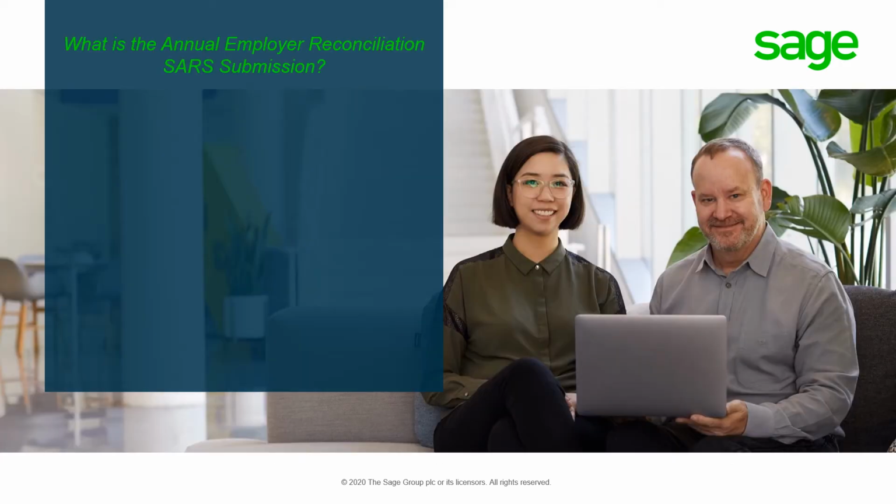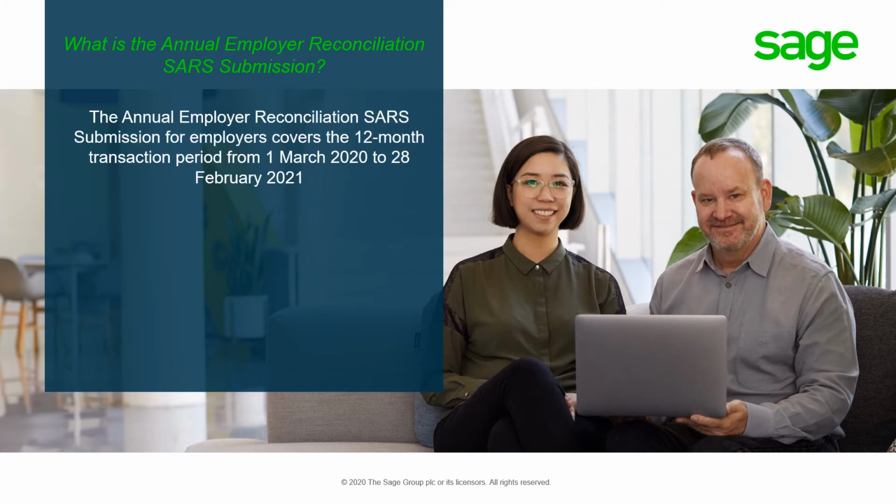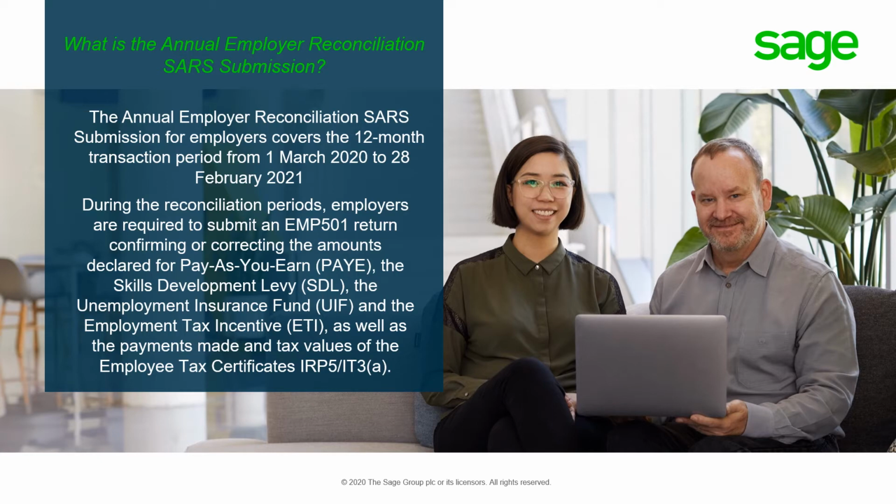What is the annual Employer Reconciliation SARS submission? The annual Employer Reconciliation SARS submission for employers covers 12-month transaction periods from the 1st of March 2020 to 28 February 2021. During the reconciliation periods, employers are required to submit an EMP 501 return, confirming or correcting the amounts declared for pay-as-you-earn, the Skills Development Levy, the Unemployment Insurance Fund, and the Employment Tax Incentive, as well as payments made and tax values on the employee tax certificates.